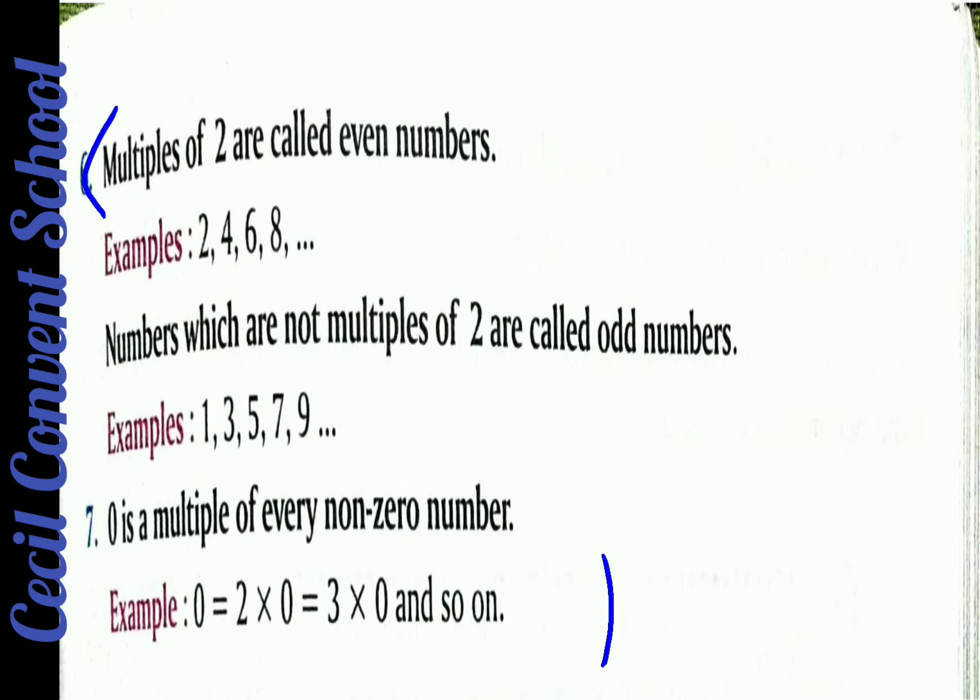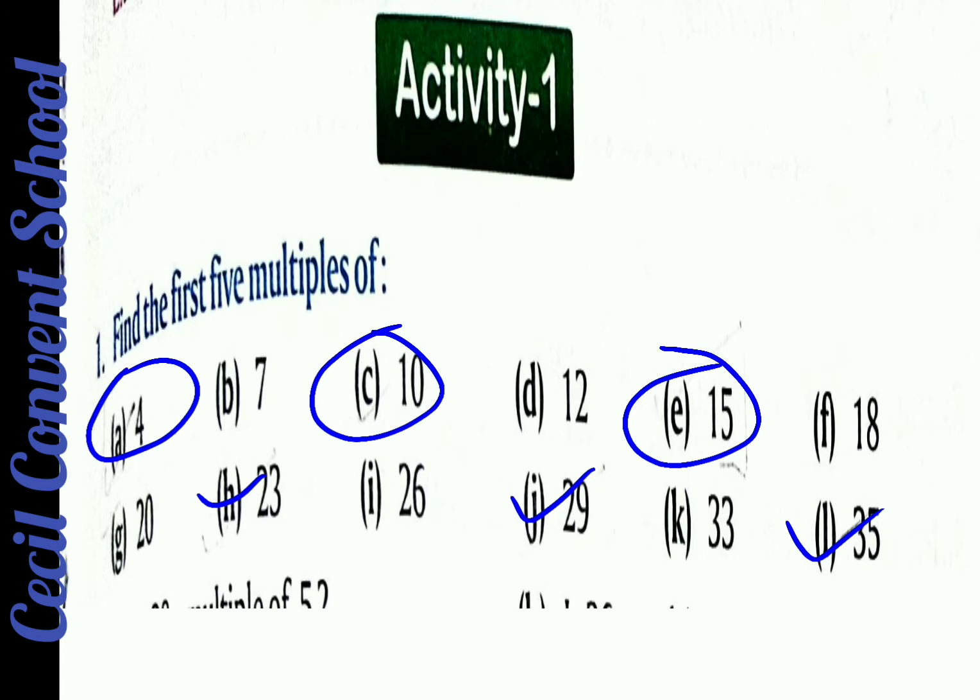Now students, we will start Activity 1 of the multiples chapter. Question number 1 is find the first 5 multiples. Now students, I will do the H part, J part and L part for you because the numbers are big, and in the homework you have to do A part, C part and E part. Clear? This is your homework. Question 1 is the homework for you. That one you have to do in your maths copy, and the table parts left, practice in the maths rough copy.